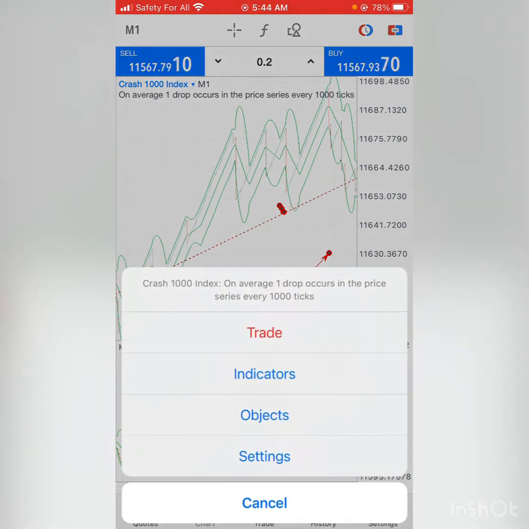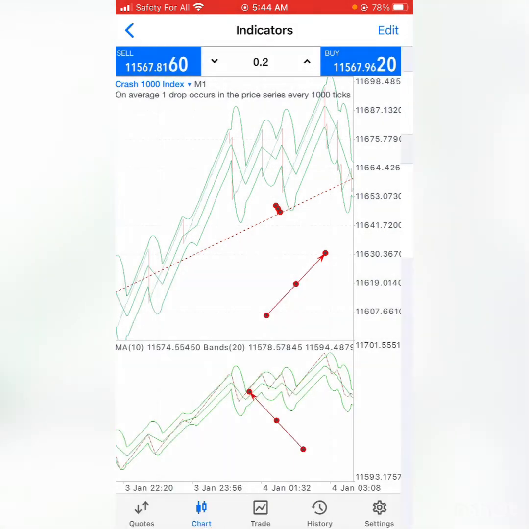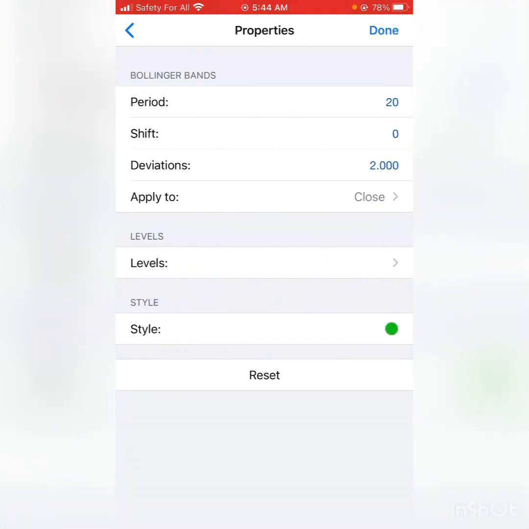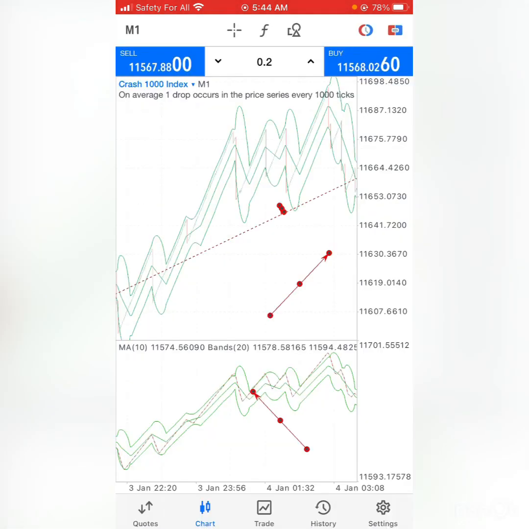Now the next would be our Bollinger Band. Same settings as the previous one. Once you are done, you click on done. Now this is the lower, middle, and upper Bollinger Band. With this alone, you are good to go. Don't forget, always practice every strategy. This strategy has been tested and it's working perfectly well.